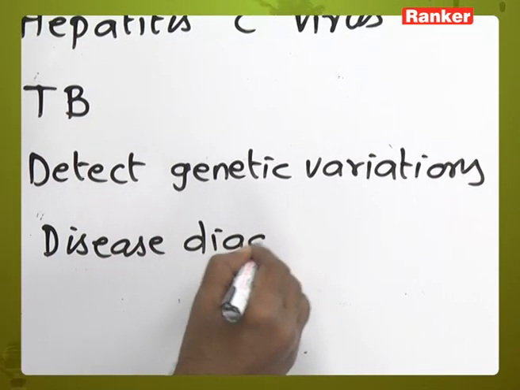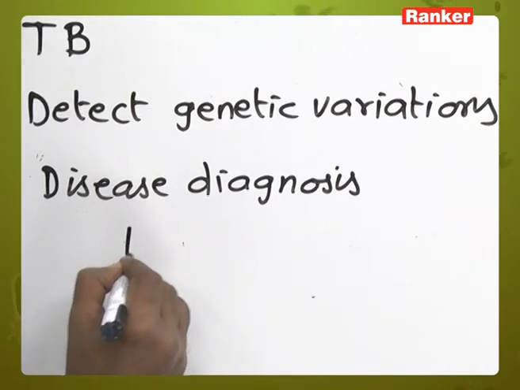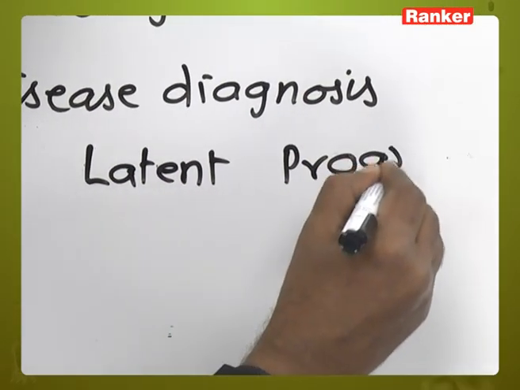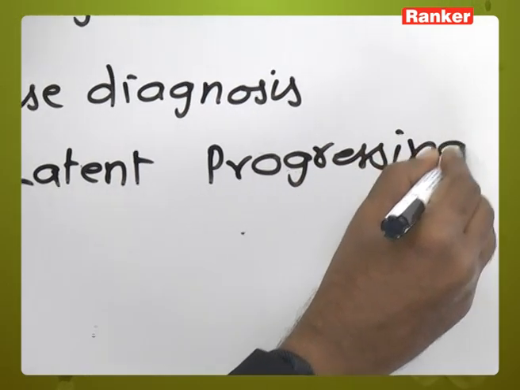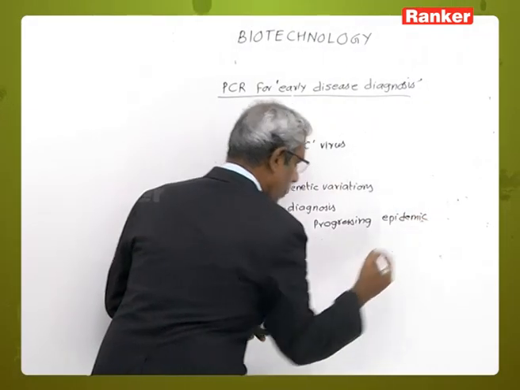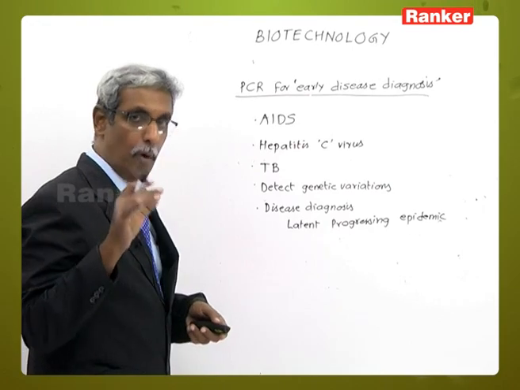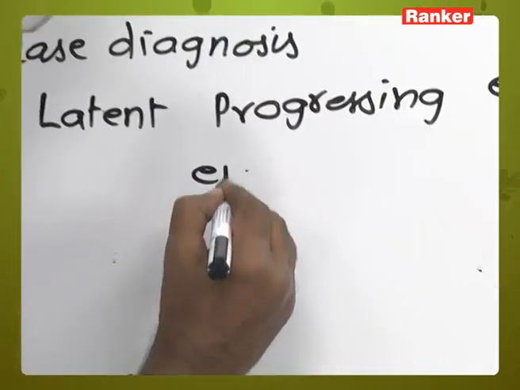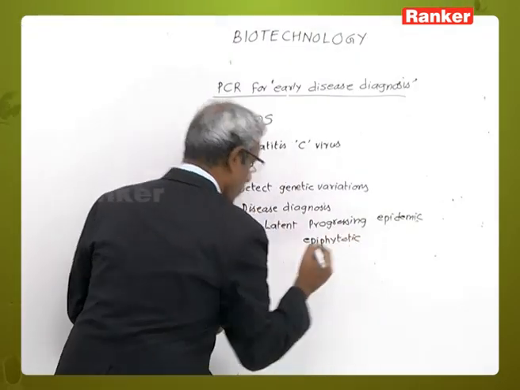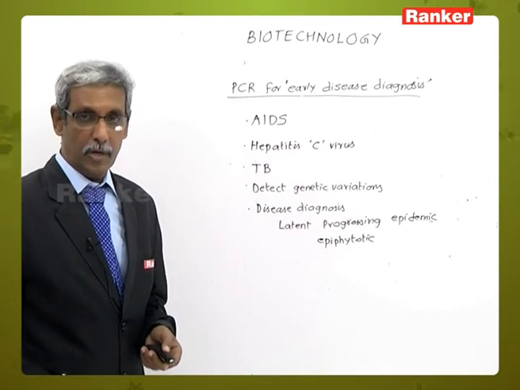If you want to say exactly whether a disease is latent or it is progressing, or whether it is an epidemic disease, or else whether the disease is epiphytotic, that is restricted to a small geographical region, for detection of all these diseases, PCR comes as a very important aid.